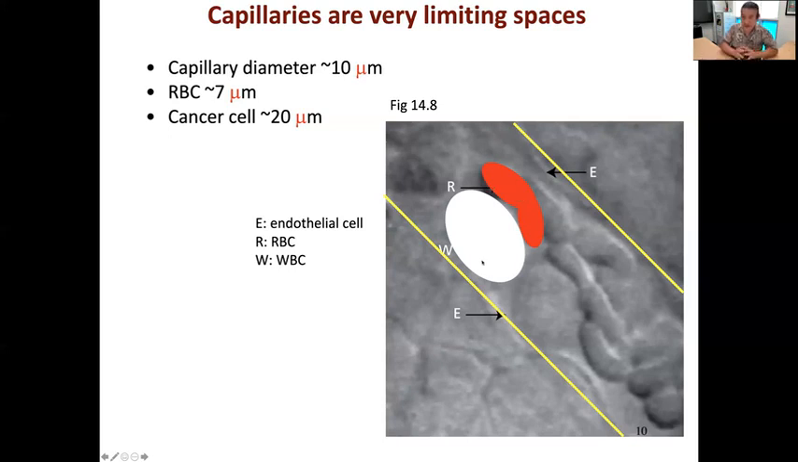A cancer cell, on the other hand, is pretty big compared to a white blood cell or a red blood cell. A cancer cell might be on the order of 20 micrometers or larger, right? So it's going to be really crammed in this capillary as it's being shoved along by the flow of the blood, right? So consider this: that itself is physically rough for the cancer cell that has squeezed its way into the capillary.